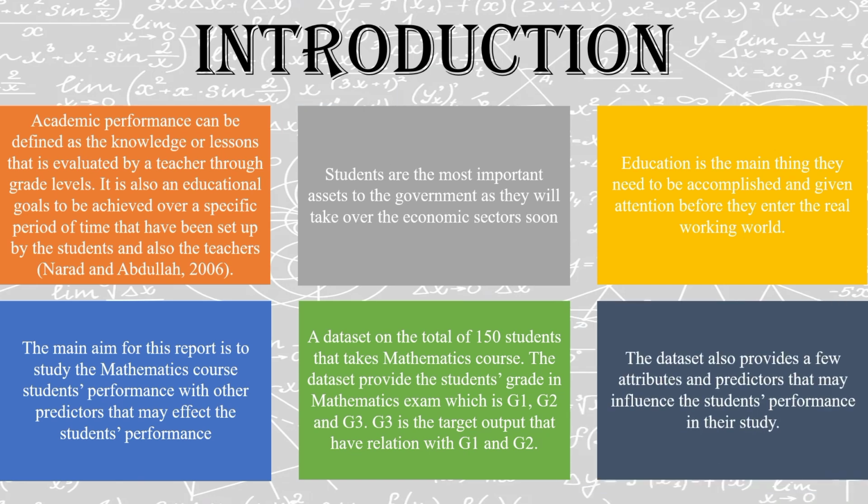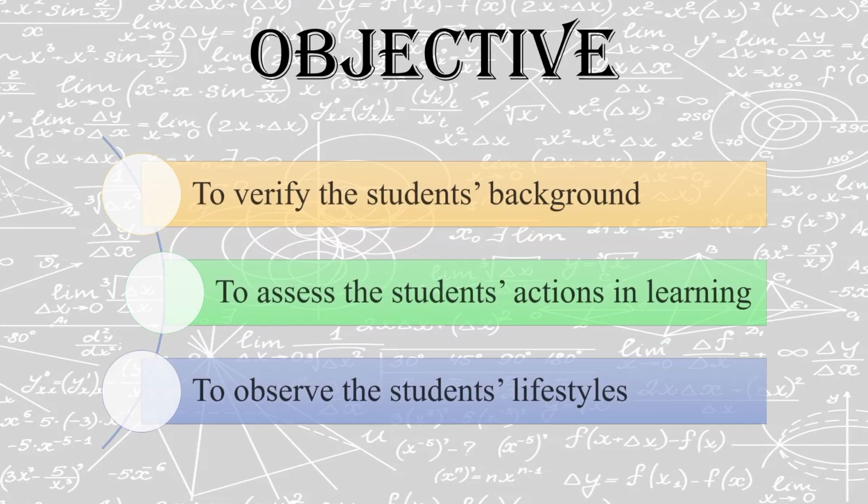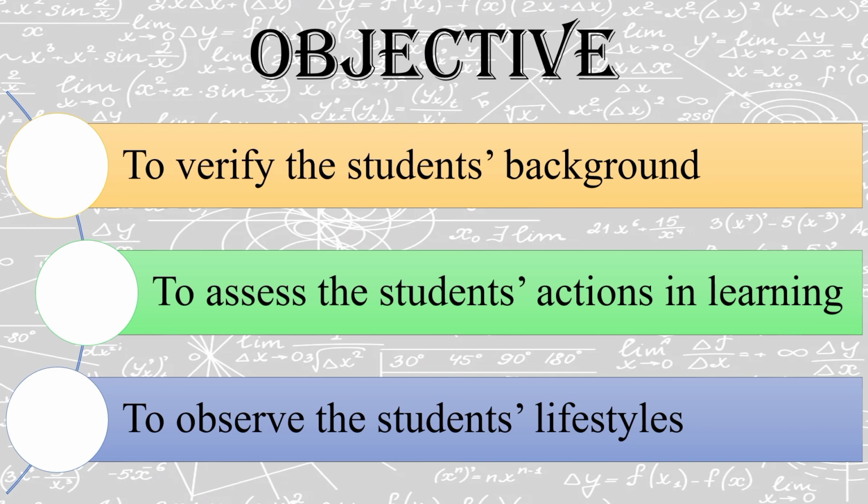They also provide a few attributes and predictors that may influence the student performance in their study. The attributes include, first, the background of the student, such as gender, age, parent job, and health status. Second is the student action in study, like study time per week, days of absence from school, as well as internet accessibility. Third is the student lifestyle, for example, involvement in a romantic relationship, travel time from home to school, and participation in extracurricular activity. Therefore, we are doing this study to verify the student background, assess the student action in learning, and observe the student lifestyle.